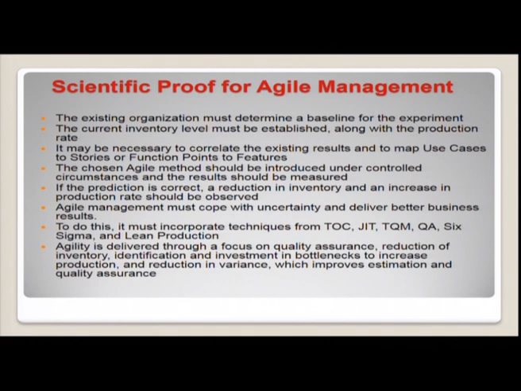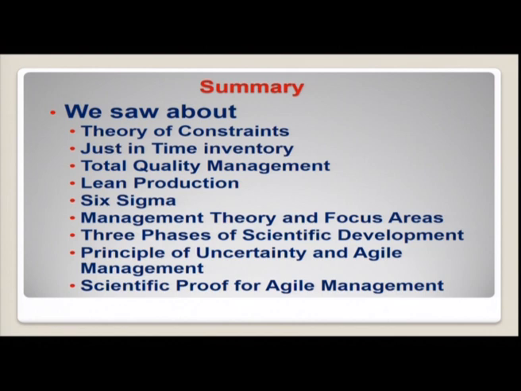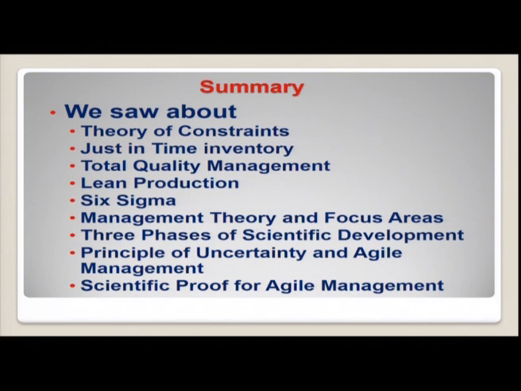So this is what brought agile management into existence, and this is said to be a scientific proof for agile management. Now, my dear students, let us summarize this session. We saw different theories. The first and foremost theory was the theory of constraints, shortly called TOC. The second theory was just in time inventory, shortly called JIT. The third theory was total quality management, shortly called TQM. The fourth theory, lean production, was shortly called LP.